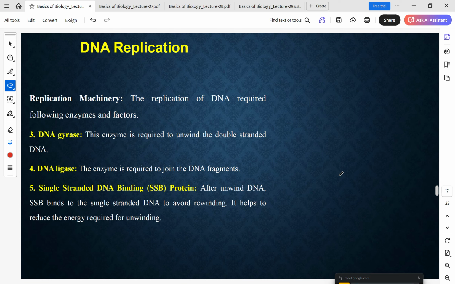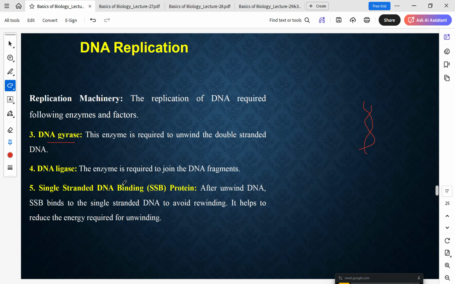Okay. The other molecules that are associated with the replication machinery is DNA gyrase, which is required to unwind the double-stranded DNA. So, as you remember, the double-stranded DNA was helical in nature. It needs to straighten out before the copying can start. This is done by DNA gyrase.